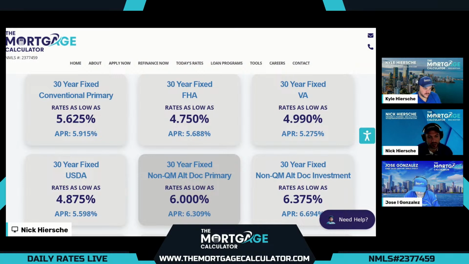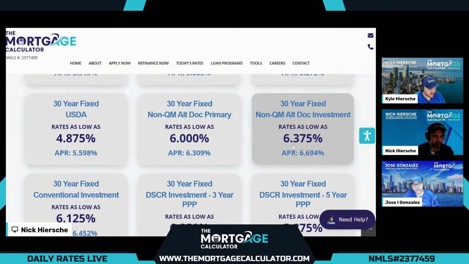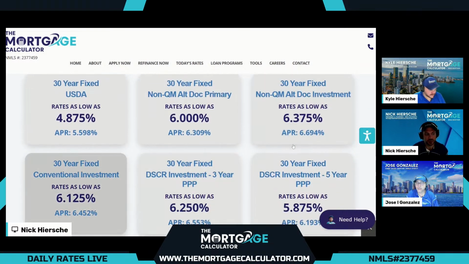And going to investment properties, first up our non-QM alt doc for investments. So again, bank statement are similar, coming in at 6.375. Final APR 6.694. And we'll compare that to our other investment options.